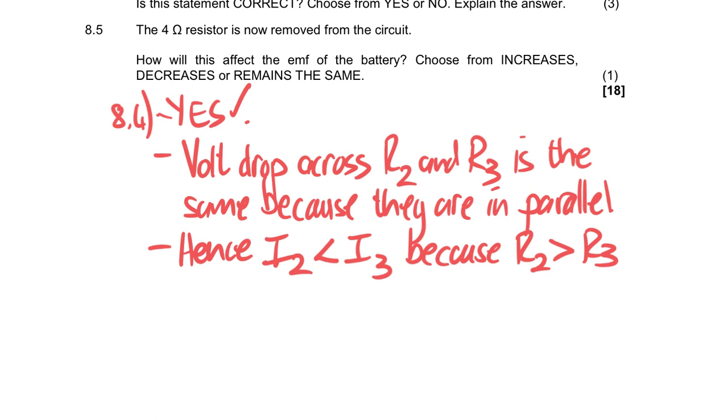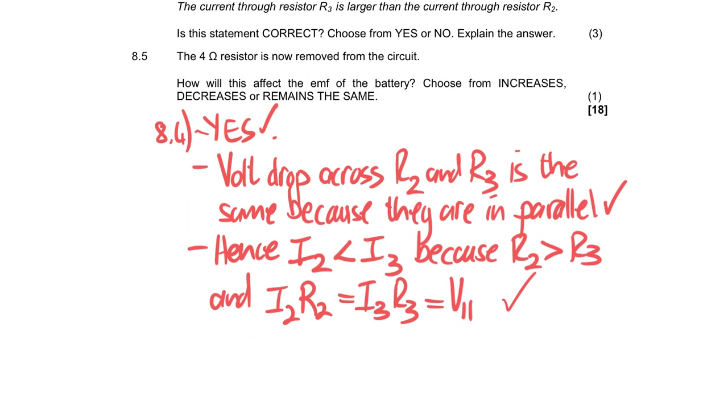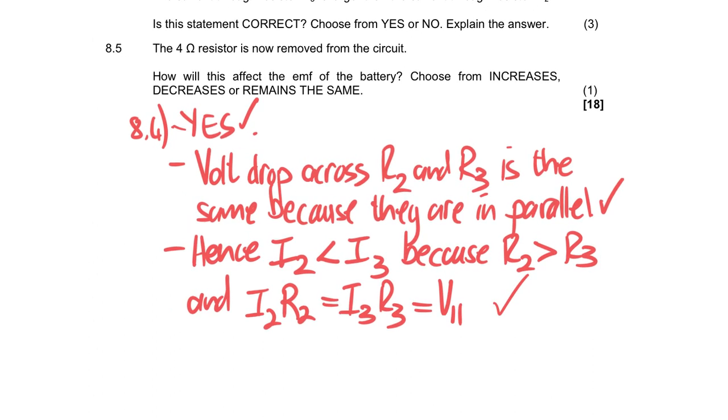And to really make sure that you get the marks, I2 times R2 must equal I3 times R3, which equals V parallel. So I'm not saying this is the only acceptable answer, but I believe that if you had to answer it like this, you would get the 3 marks. So now let's look at 8.5. The 4 ohm resistor is now removed from the circuit. How will this affect the EMF of the battery? Choose from increases, decreases, or remains the same.